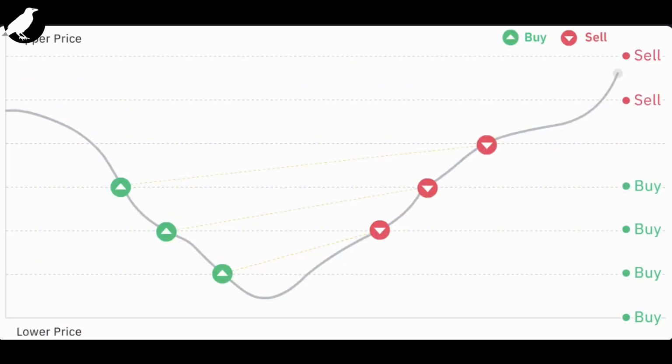The Spot Grid bot is designed to buy low and sell high with a predefined price range. It divides your investment into multiple smaller orders, placing buy orders at lower prices and sell orders at higher prices. This method allows traders to profit from market fluctuations without needing to predict exact price movements.